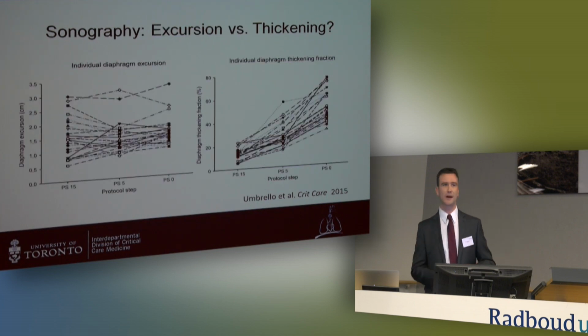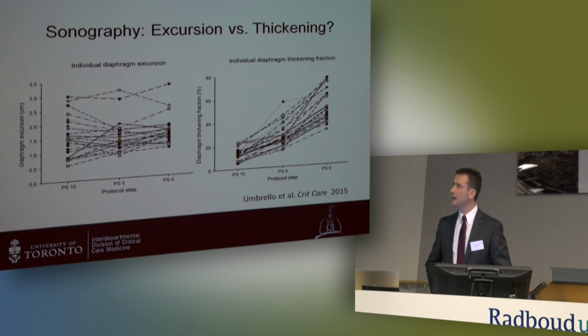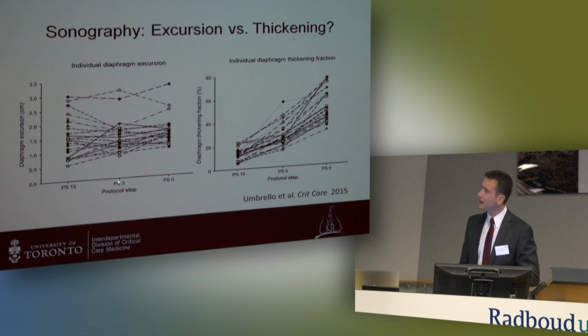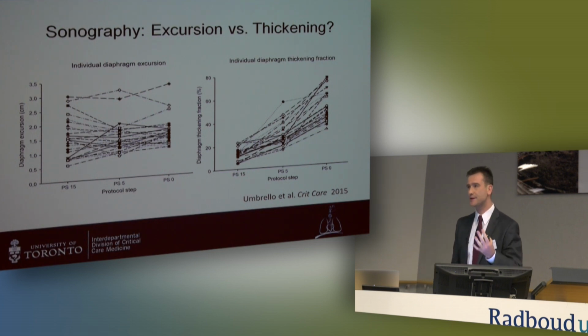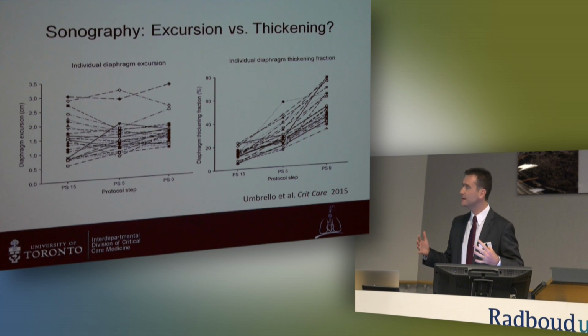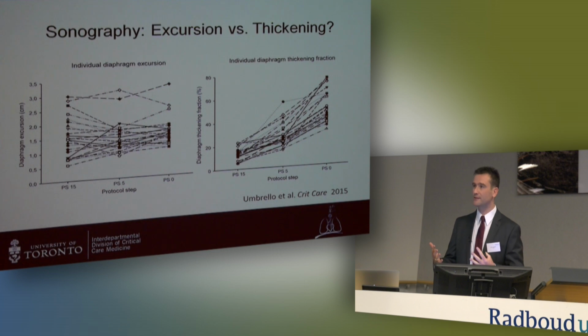So which should we be using? Excursion, thickening, is there really a difference? This data was just published in Critical Care, and what you can see is that these authors varied the level of pressure support, and at lower levels of pressure support versus higher levels, there was really no difference in the degree of diaphragm excursion visualized, whereas diaphragm thickening fraction was clearly very different. Now what these data really show is that excursion is a function of insufflation of the chest, so you can't really use the excursion to assess respiratory muscle activity while the patient's on ventilatory support.